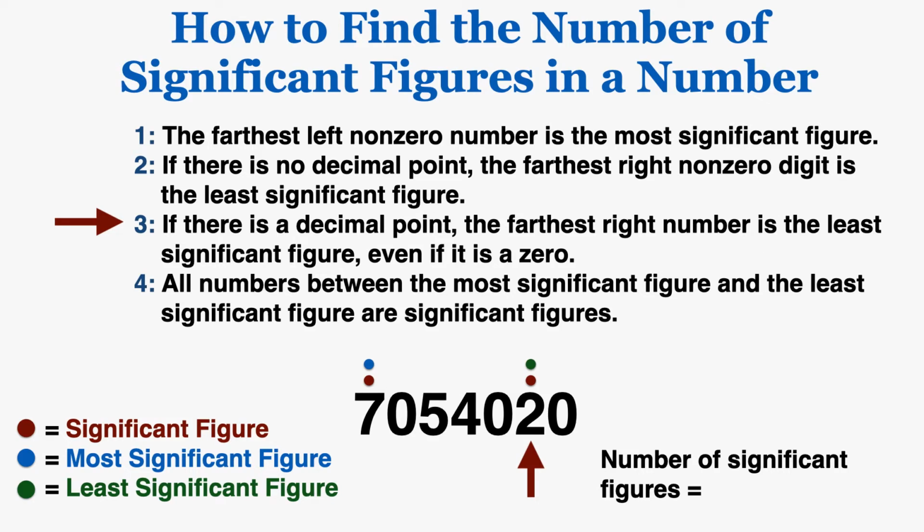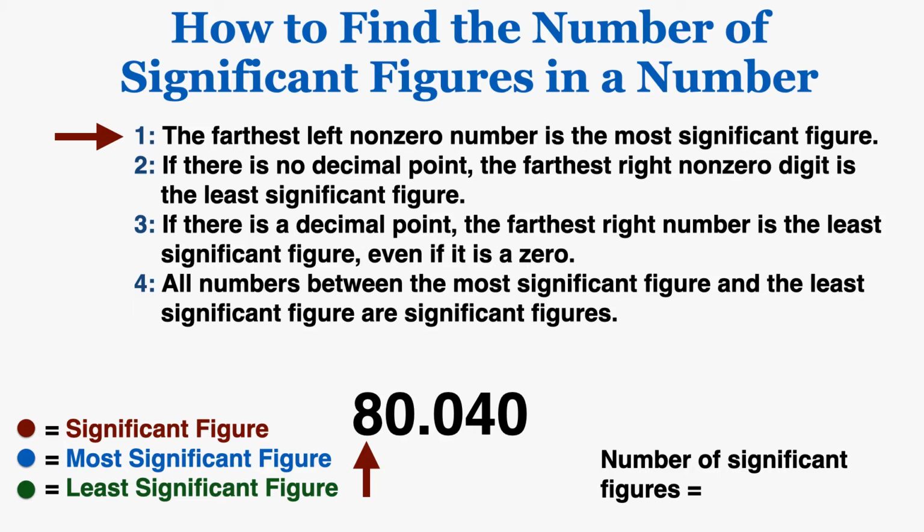This rule applies if there is a decimal point, but there is not, so we ignore it. All numbers between the most significant and least significant figure are also significant figures, so every one of these other numbers is also significant, even the zeros, because they're all between the most and least significant figure. So here I can see there are 6 significant figures in this number.